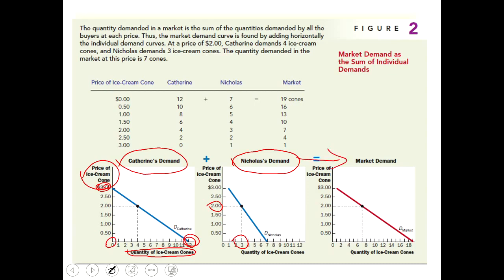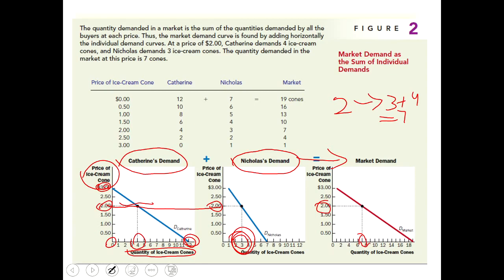So look at the demand of Catherine at price level 2. The quantity demanded is 4. And at 2, Nicholas' quantity demanded is 3. So at price 2, you add the 4 quantity demanded of Catherine and 3 quantity demanded of Nicholas. So at price 2, we have 3 plus 4 of quantity demanded. That is 7, right? So look at the market demand curve. At price 2, you have the quantity 7 right here.